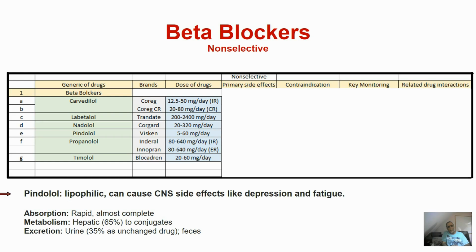Pindolol, the next drug of this group, is lipophilic and can cause CNS side effects like depression and fatigue. Absorption is almost complete and rapid because it is lipophilic, and it has a metabolism of around 60 to 70% by the liver, through the hepatic conjugation system. Excretion in the urine is 35% as unchanged drug, and 65% as metabolites. And we can also find it in the feces because of bile duct secretion, and also part of the drug which cannot be absorbed.